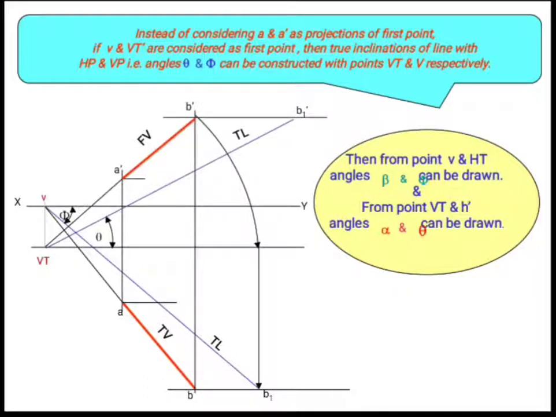Okay, now if we are drawing the true length line through VT, that inclination will be angle theta. This property can be used to solve some problems, as we are discussing in the following slides.